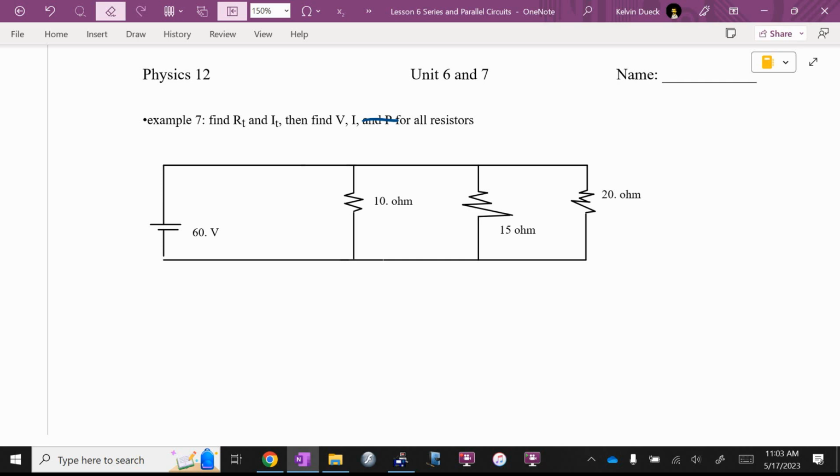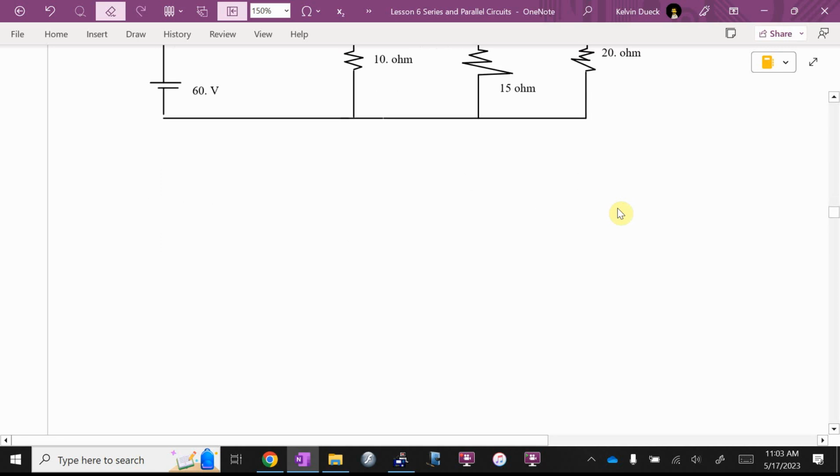If they didn't ask me to find R total and I total, I could just do this because how many volts am I going to use in this 10 ohm resistor? Ski. How many volts will that 10 ohm resistor use up? And now I can find the current. How many volts through here? Also, and how many volts here? Also, if they hadn't said find R total and I total, I would not rewrite this. But since they said find R total, okay.